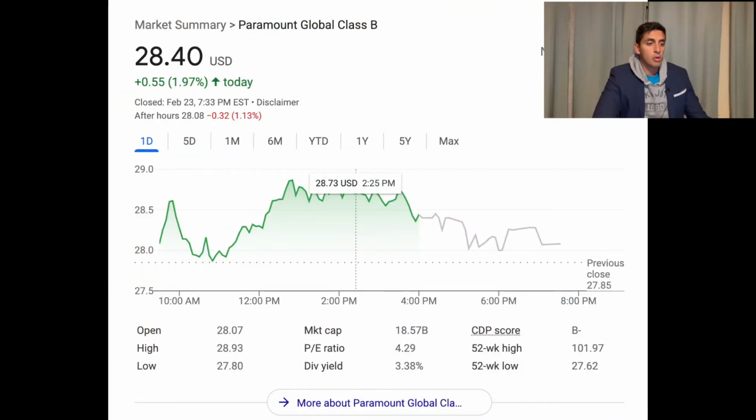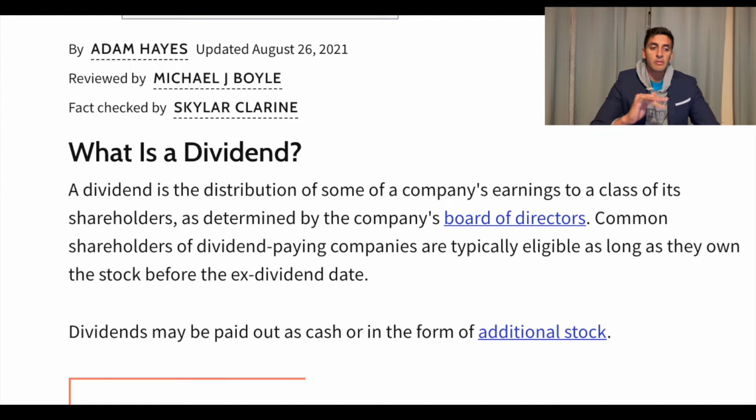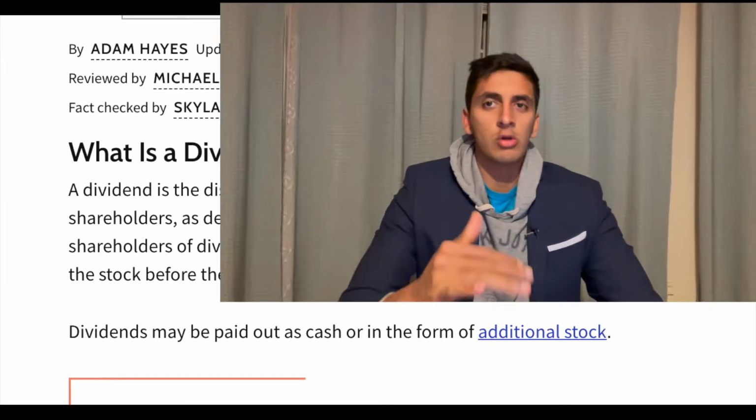So as of today, Paramount Global currently sits at $28.08 after hours. It has a market cap of roughly $18.5 billion, a PE ratio of 4.29, and a dividend yield of 3.38%. In case you don't know, a dividend is basically the distribution of some of a company's earnings to its shareholders. So basically think of it as recurring income that you get from the company for holding its shares.